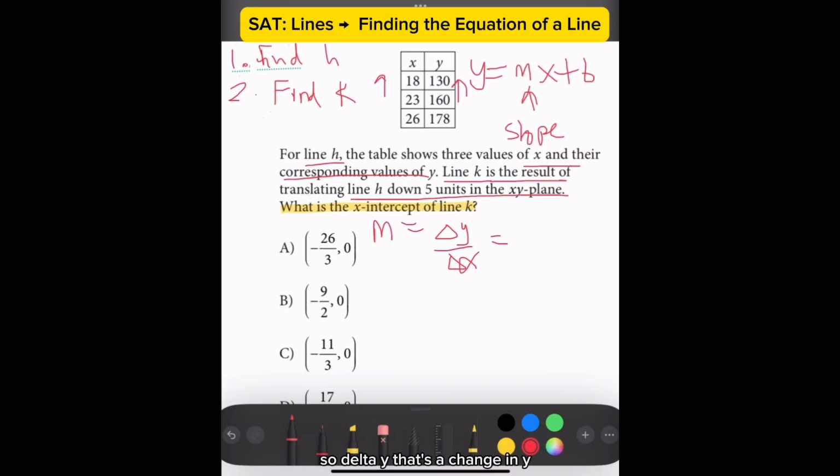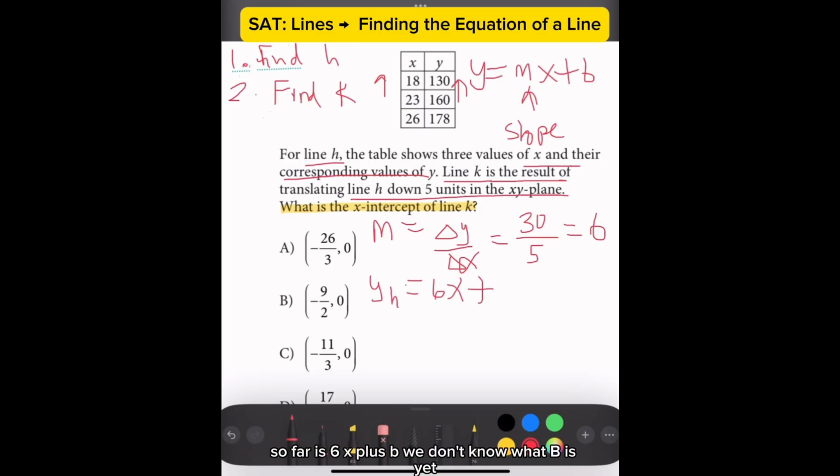So delta y, that's the change in y, will be 160 minus 130, that is 30. The change in x will be 23 minus 18, which is 5. So m is a positive 6. So our equation of line H so far is 6x plus b.